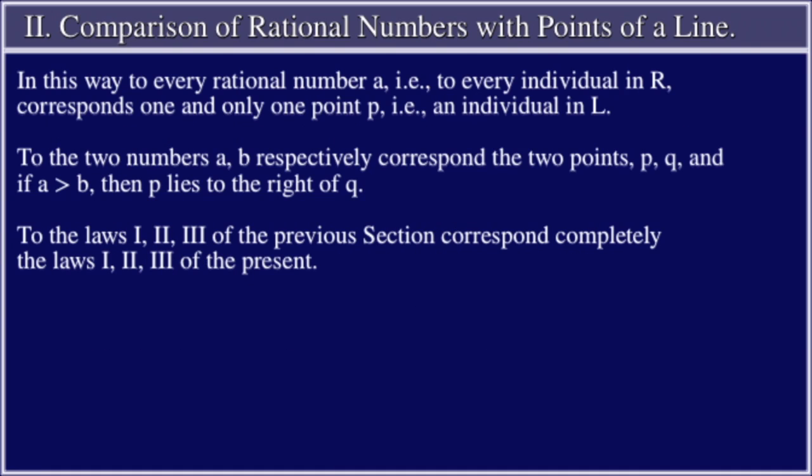In this way, to every rational number A, i.e. to every individual in R, corresponds one and only one point P, i.e. an individual in L. To the two numbers A and B respectively correspond the two points P and Q, and if A is greater than B, then P lies to the right of Q. To the laws 1, 2, and 3 of the previous section correspond completely the laws 1, 2, and 3 of the present.